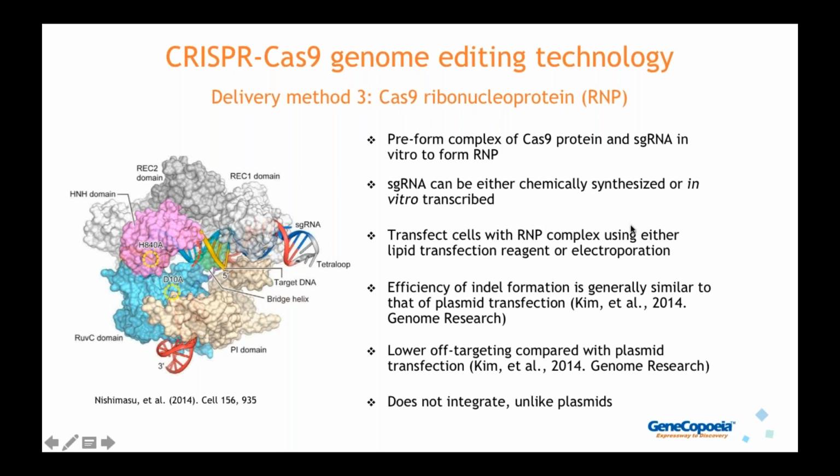Now you can transfect your cells with the RNP complex using either lipid transfection reagent or electroporation. And the reason we think this is the most promising method is because the efficiency of indel formation is generally similar to, or even maybe a little bit higher than that of plasmid transfection, but it has lower off-targeting compared with that of plasmid transfection. And Cas9 protein and sgRNA does not integrate. So it has a further advantage in that you don't get unwanted integration.